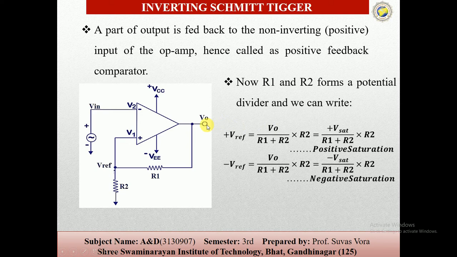So the positive saturation condition is positive V sat times R2 upon R1 plus R2. In a similar way, we can find the negative V reference. The output voltage V0 is V sat times R2 upon R1 plus R2, but the V reference is negative, so our saturation is also negative. So the negative saturation is minus V sat times R2 upon R1 plus R2.